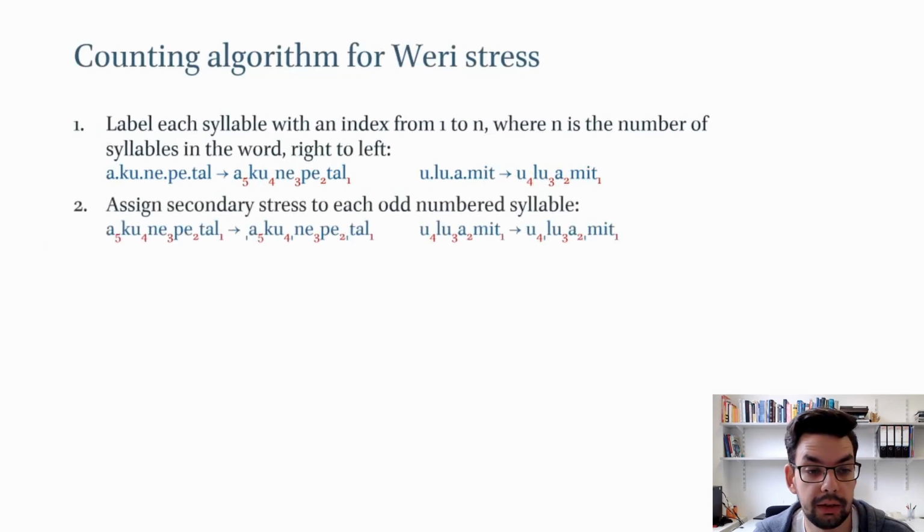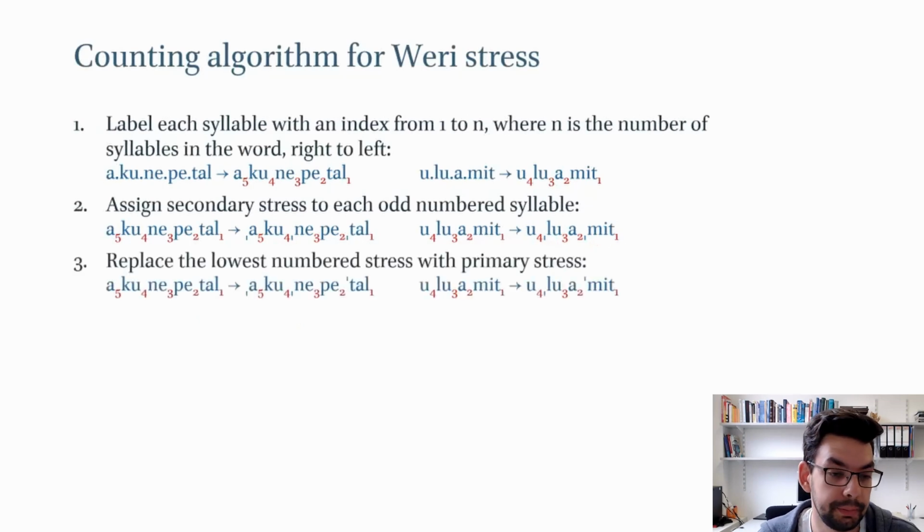Then I want you to assign secondary stress to each odd-numbered syllable. So here the odd-numbered syllables are 1, 3, and 5. Notice I've put the index to the right, but we put the stress mark to the left. So it might look a little bit confusing. But tal is the first syllable, remember. 1 is odd, so I'm going to give it a secondary stress mark here. Ne is the third syllable, 3 is odd, so I'm going to give it a secondary stress mark, and so on. Do the same with ulu mit, so I get secondary stress on the third and on the first syllable.